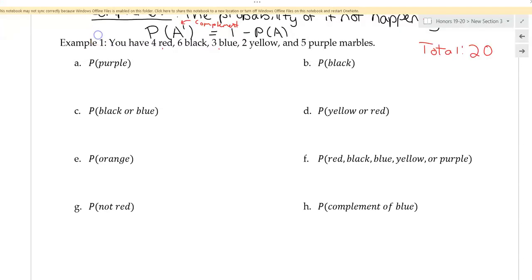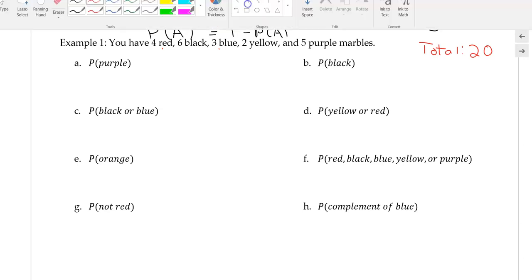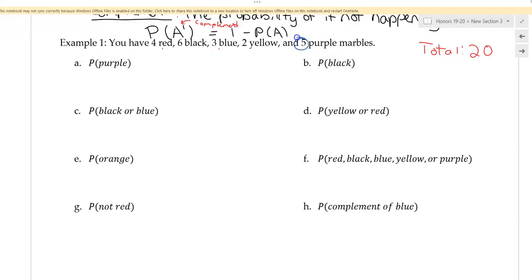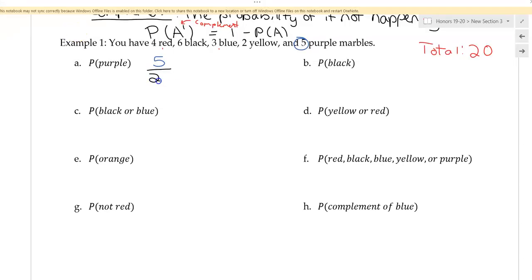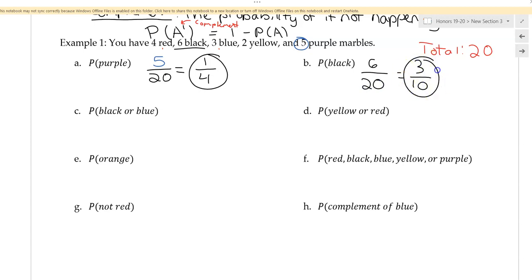So the probability of a purple marble, well, I have 5 purple marbles over 20 total marbles, right? So the probability is 1/4. Nice and easy. The probability of a black, well, I have 6 black marbles over 20 total marbles. So my probability is 3/10.